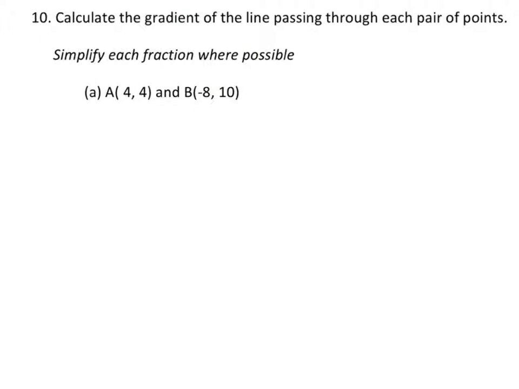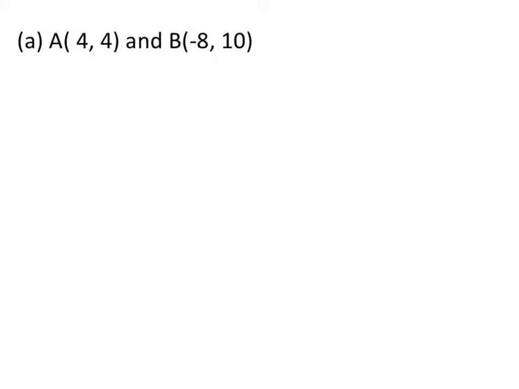Question number 10, we're asked to calculate the gradient of the line passing through each pair of points. It says simplify each fraction where possible. So the first part, part A, we're given the points A and B. So A is 4, 4 and B is negative 8, 10. So we'll just make this a little bit bigger.